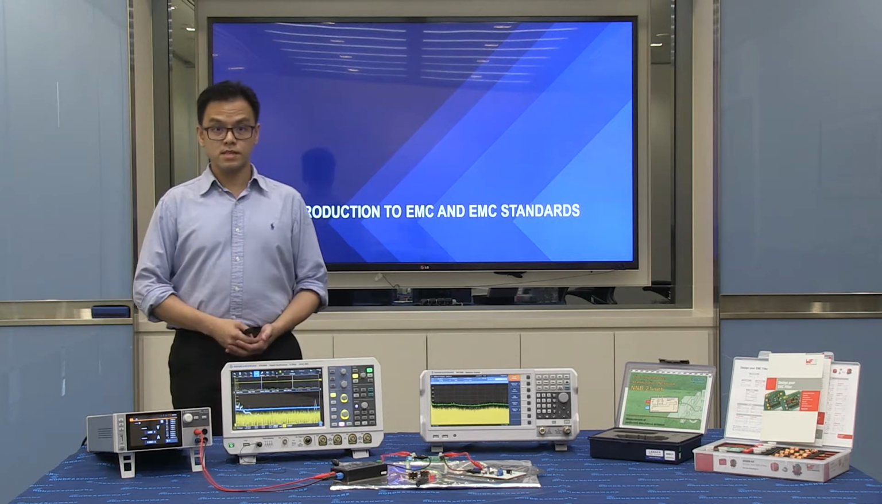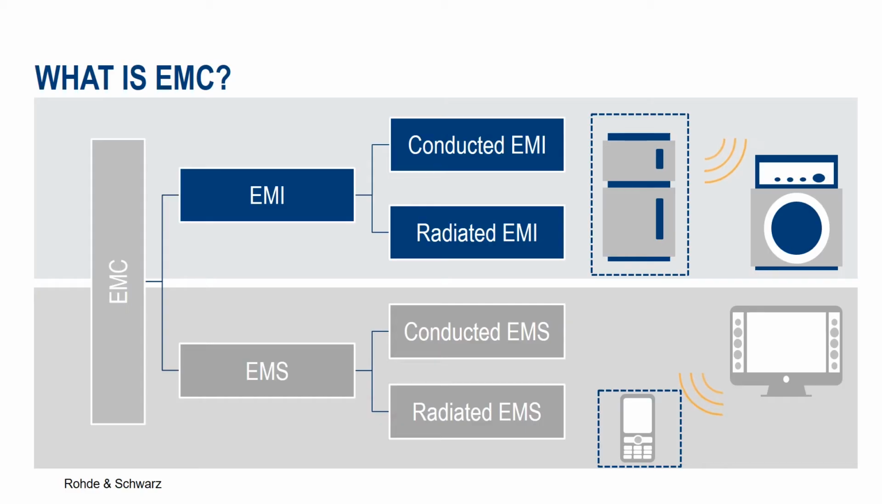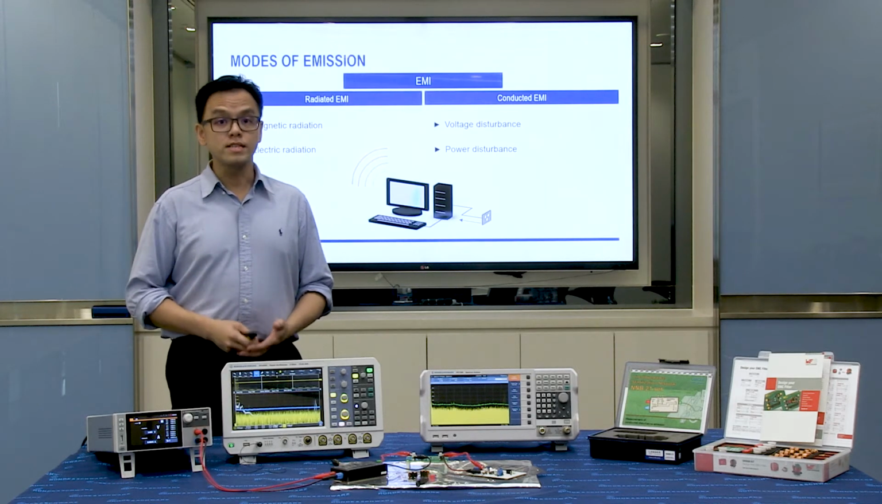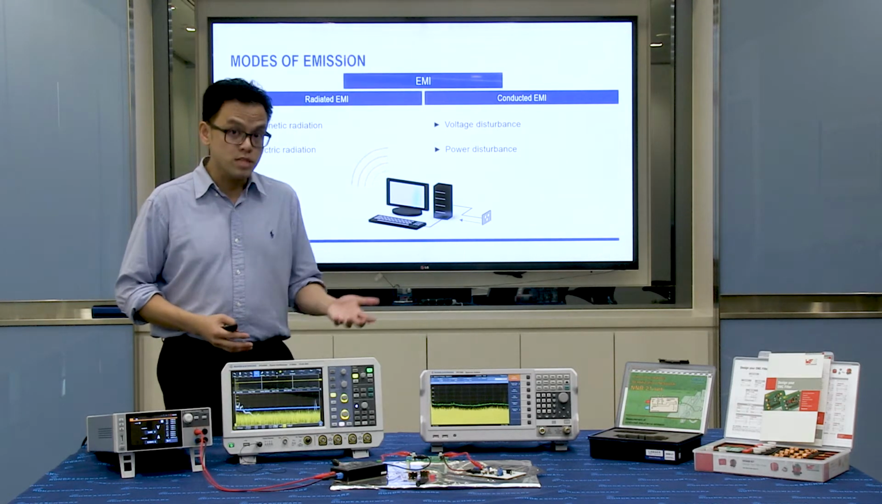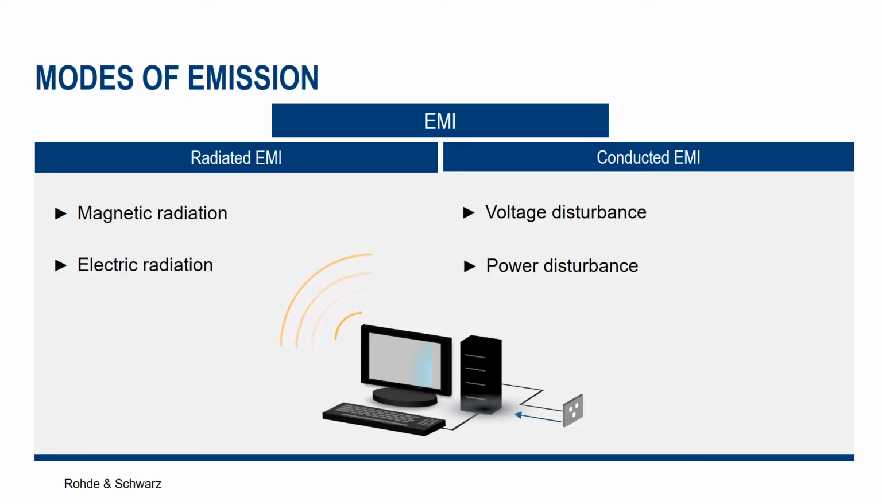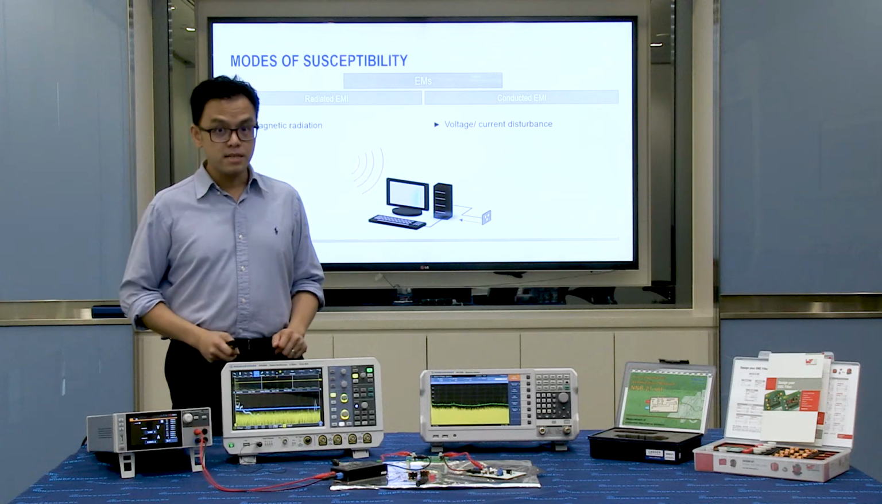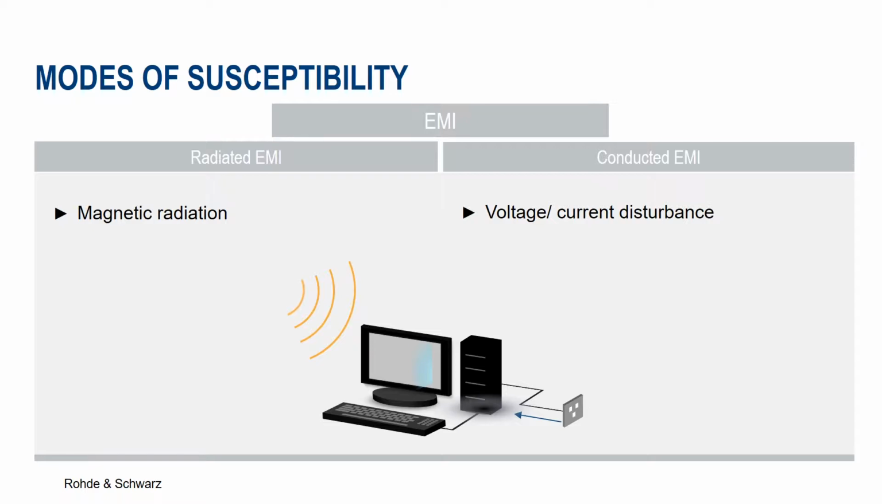What is EMC? In simple terms, it refers to electromagnetic compatibility, which includes interference as well as susceptibility to electromagnetic noise. In EMI, we are concerned about the device under test, or DUT, emitting noise both over the air as radiation as well as conducted as voltage or power disturbance. In EMS, the concern is more on the DUT's immunity towards radiated or conducted disturbances.